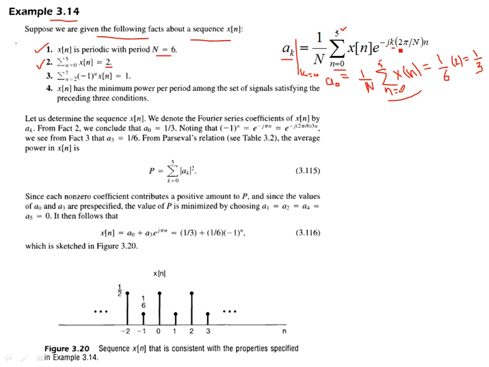So if k equal to 0, then expanding this simply means summing up the samples, and summation of samples of the sequence x of n over one period is given as 2. So 2 by 6 is 1 over 3, which is the DC coefficient of Fourier series. Okay, let's look at the third fact. It says, again, over one period n equal to 2 to 7, minus 1 to the n times x of n is 1. Well, you have to look at this in a more close manner.